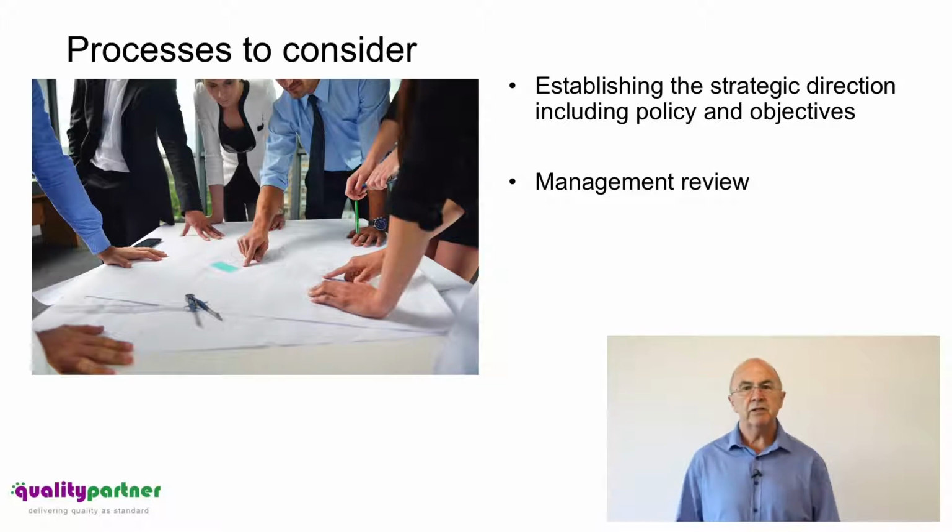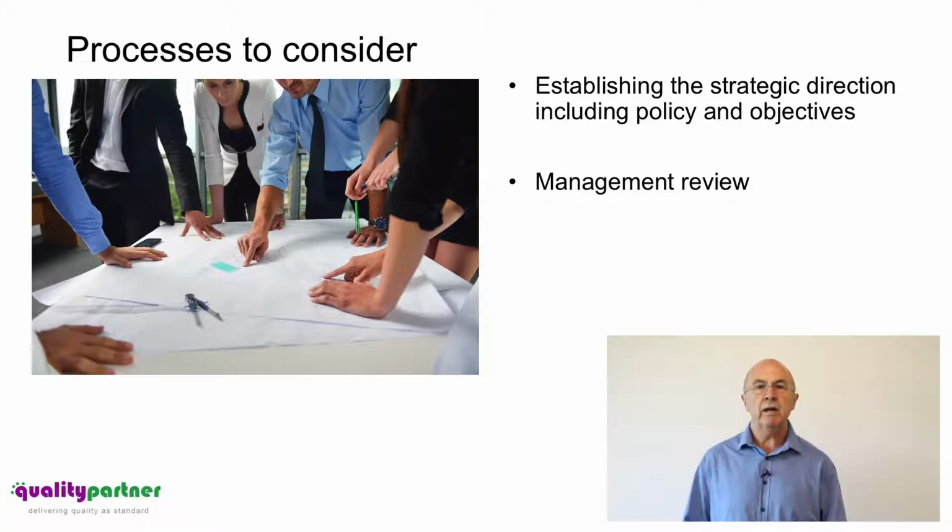So looking into responsibilities for top management, we're going to consider two key processes in a typical automotive organisation. The first process is establishing the organisation's strategic direction, including the policy and objectives. The second process that we're going to take a look at is the important process of management review.